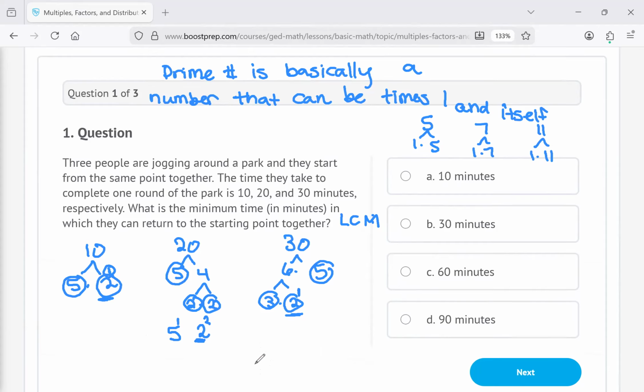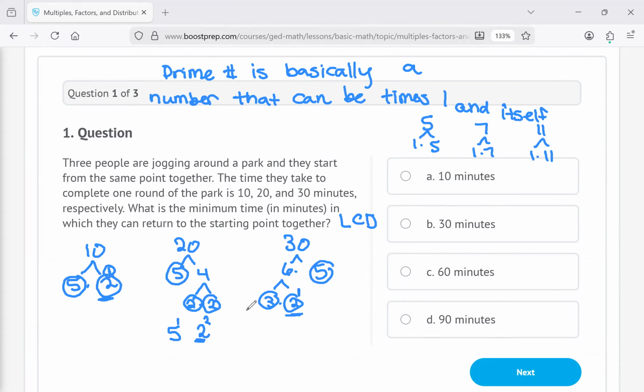No, I'm so sorry. They're not asking for the lowest common multiple. They're asking for the lowest LCD. I was right the first time. Sorry, I was looking at the notes. So they are asking for the LCD.